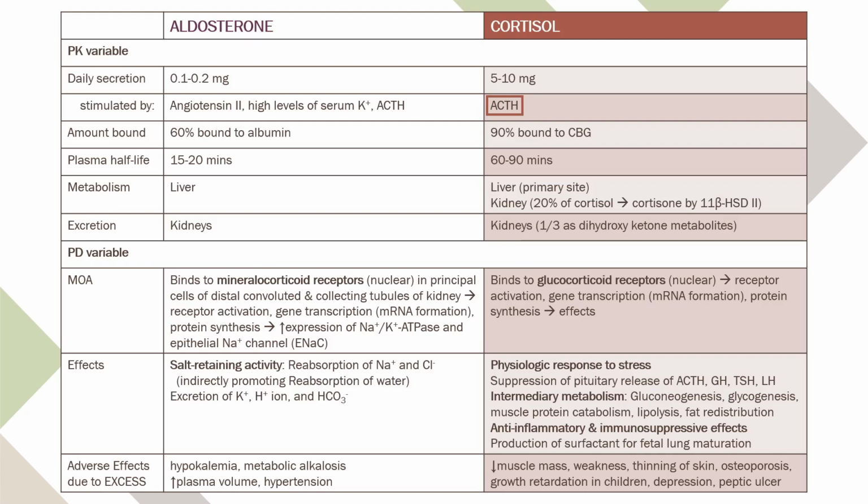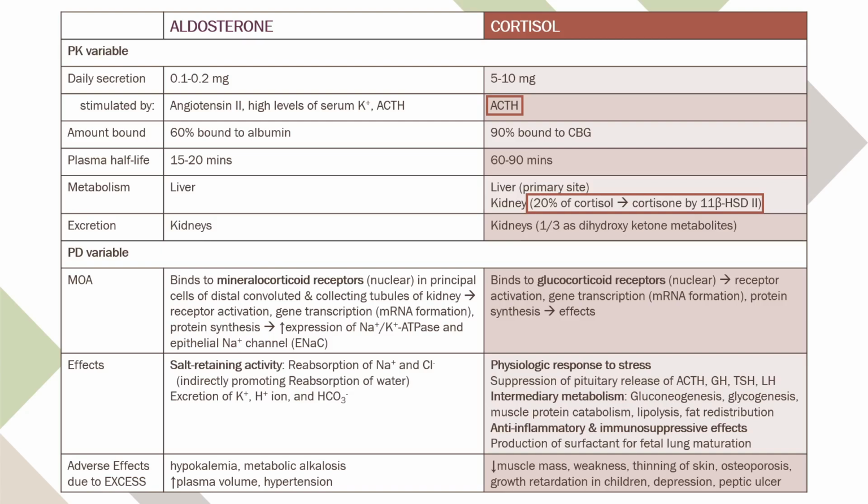90% of cortisol is bound to CBG. The remaining 10% is free or loosely bound to albumin, which can be considered as free because albumin has low affinity for cortisol. 20% of cortisol is converted to cortisone by 11-beta dehydrogenase type 2 in the kidney, so there is less cortisol to bind to mineralocorticoid receptors. They bind instead to glucocorticoid receptors with great affinity and produce the following effects.